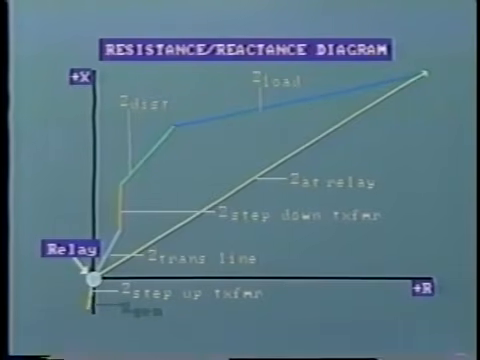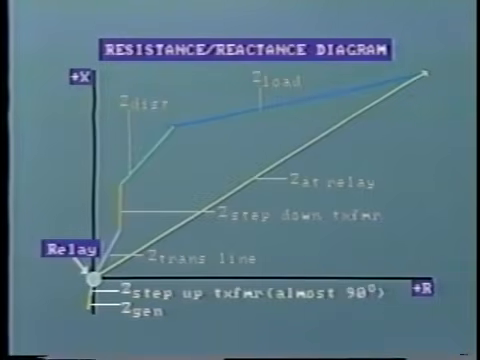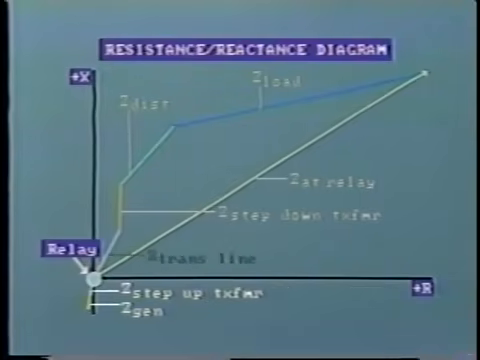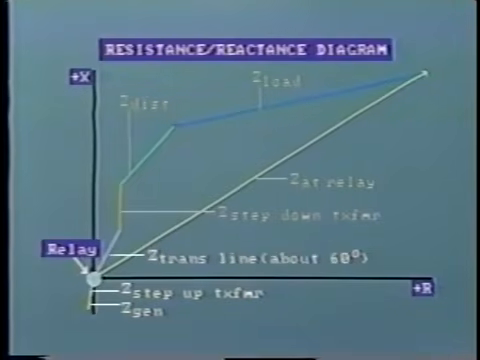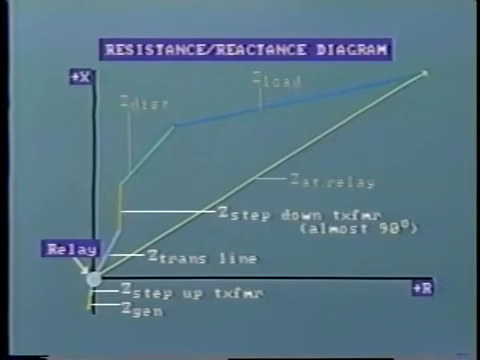First, we have here the impedance of the generator. This is quite a low value and also consists mainly of reactance, as can be seen from the large phase angle. Similarly, the step-up transformer impedance is composed almost entirely of reactance and is therefore close to 90 degrees. The impedance of the transmission line is plotted here at about 60 degrees. The impedance of the step-down transformer is shown at almost 90 degrees.